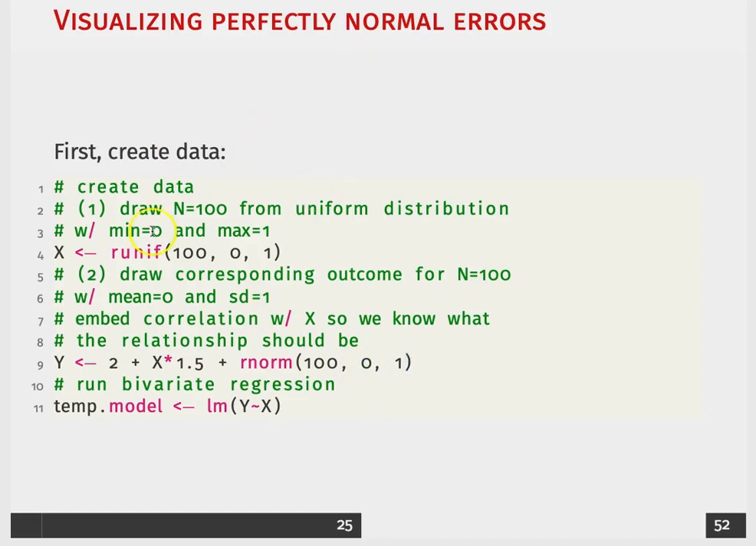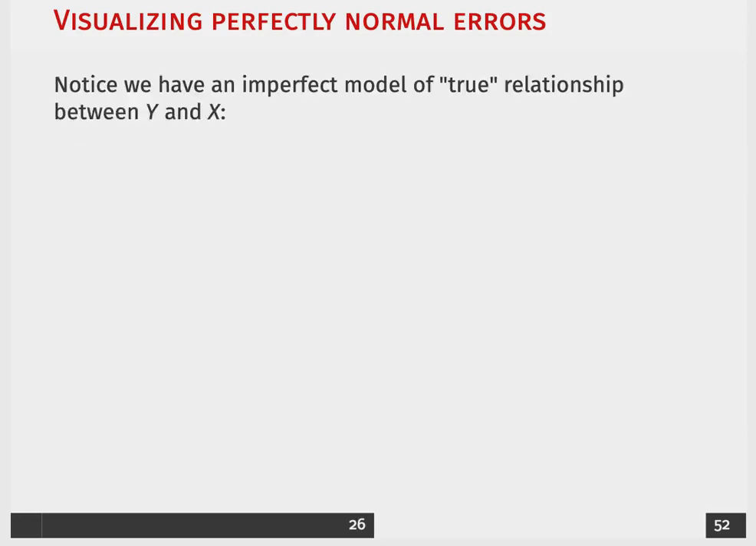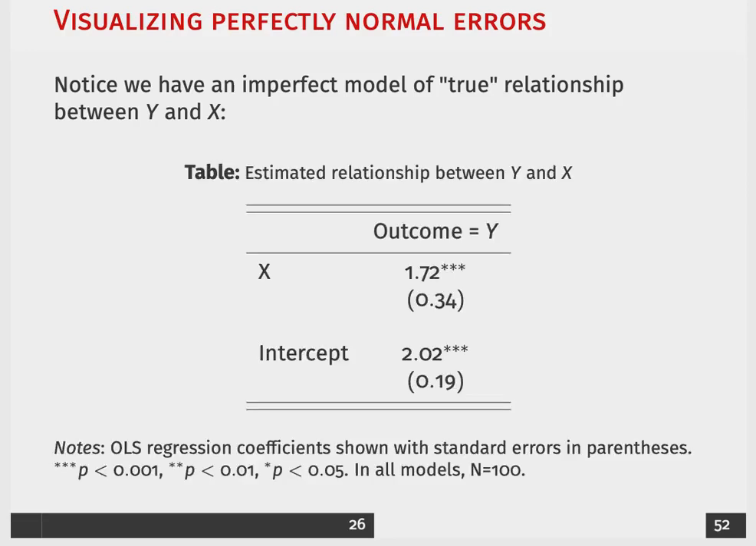Now, we go ahead in the last line and run our bivariate regression to see what the estimated association is. Notice that we have an imperfect model of the true relationship between y and x, right? We've added in some error. But what's important is that the error that we've added in, we're assuming has a mean of 0. So on average, it shouldn't make too much of a difference. So what you see is that we're able to get pretty close when we estimate what the true underlying relationship is between x and y.